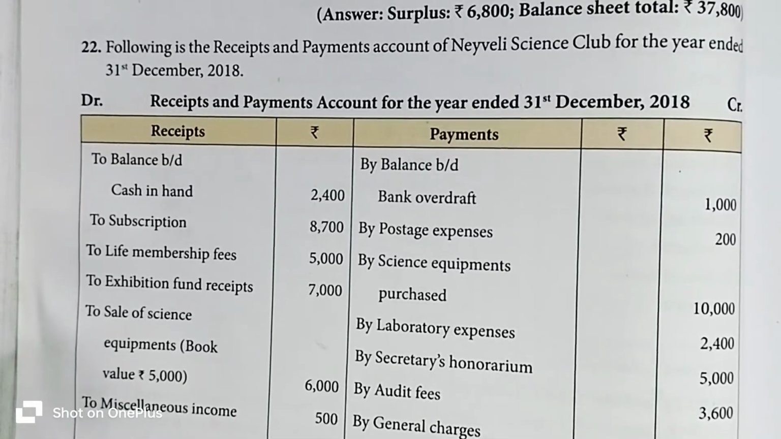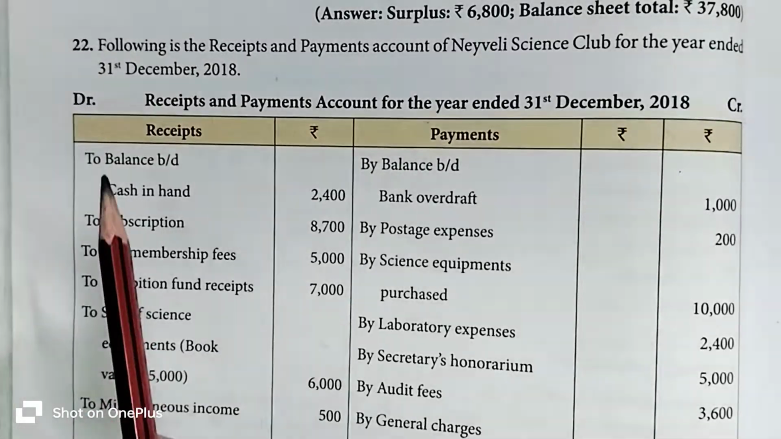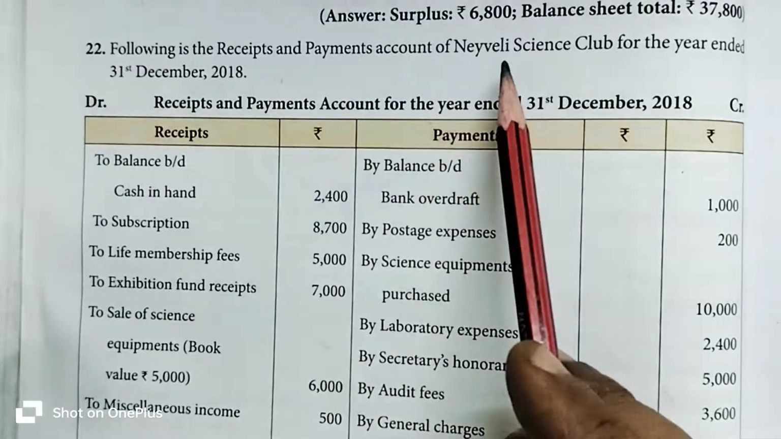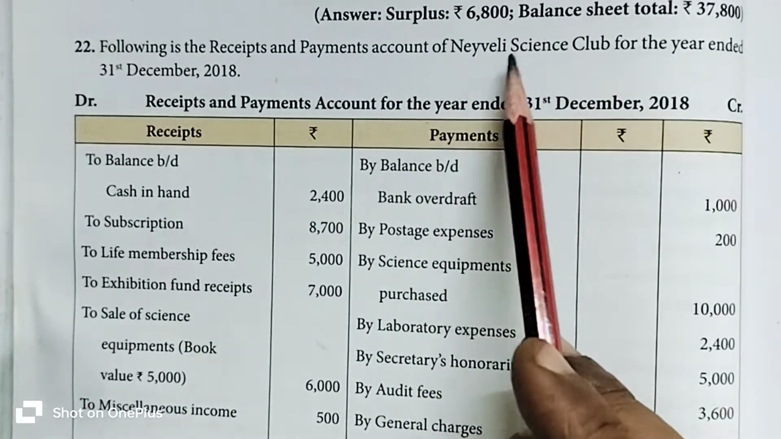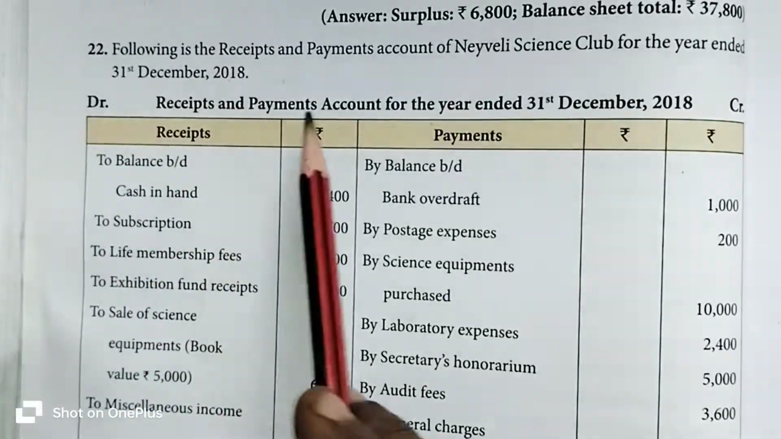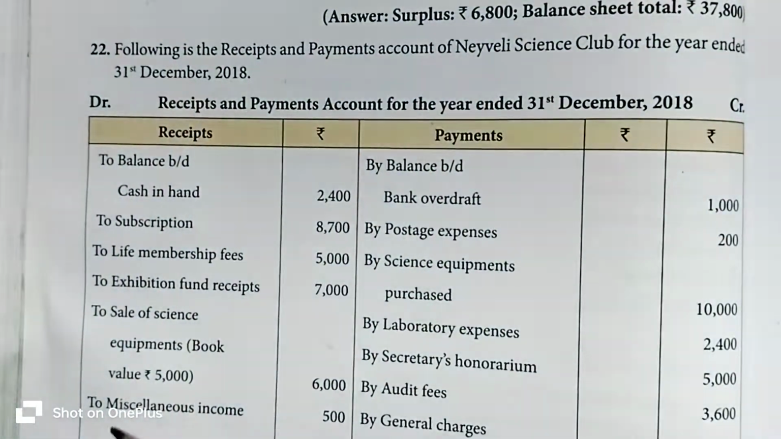Hi students, 12th Standard Accountancy, Chapter 2, Exercise Sum number 22. The following is the receipt and payment account of Neyveli Science Club for the year ended 31st December 2018. Receipt and payment details are given here.